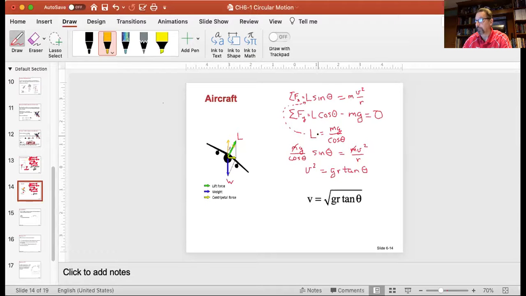In the vertical direction, exactly the same thing happens. Instead of tension, it's lift times the cosine of theta minus the weight.